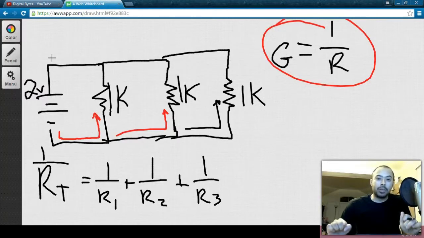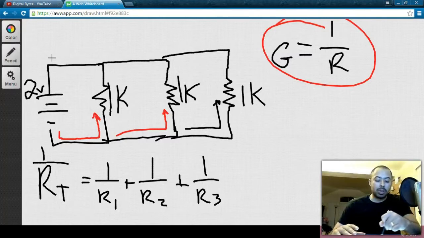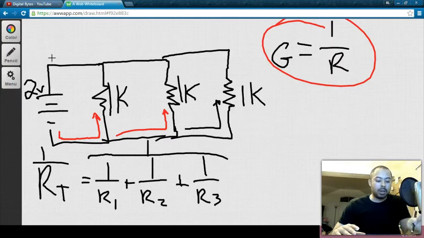But we're going to make another correction because we don't want to solve for the reciprocal of RT, which is also equal to conductance total. We want to solve for simply RT. So we've got to reciprocal the other side of the equation, which puts the other side of the equation underneath 1, and this side simply becomes RT. So we have RT, which equals 1 over the reciprocal of R1 plus the reciprocal of R2 plus the reciprocal of R3.